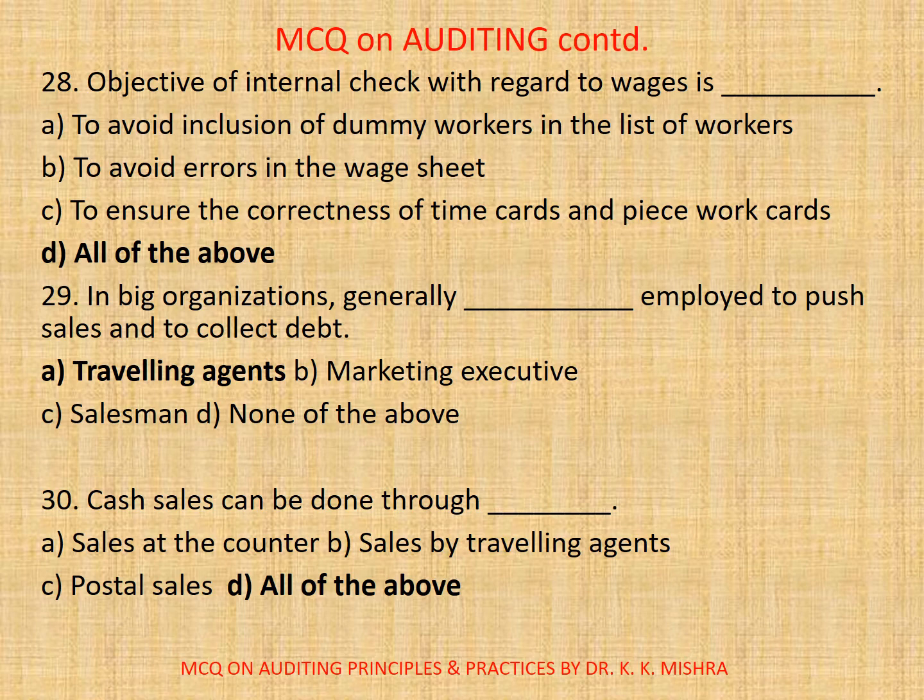29. In big organizations generally dash employed to push sales and to collect debt. A. Traveling agents, B. Marketing executive, C. Salesman, D. None of the above. Correct option is A. Traveling agents.